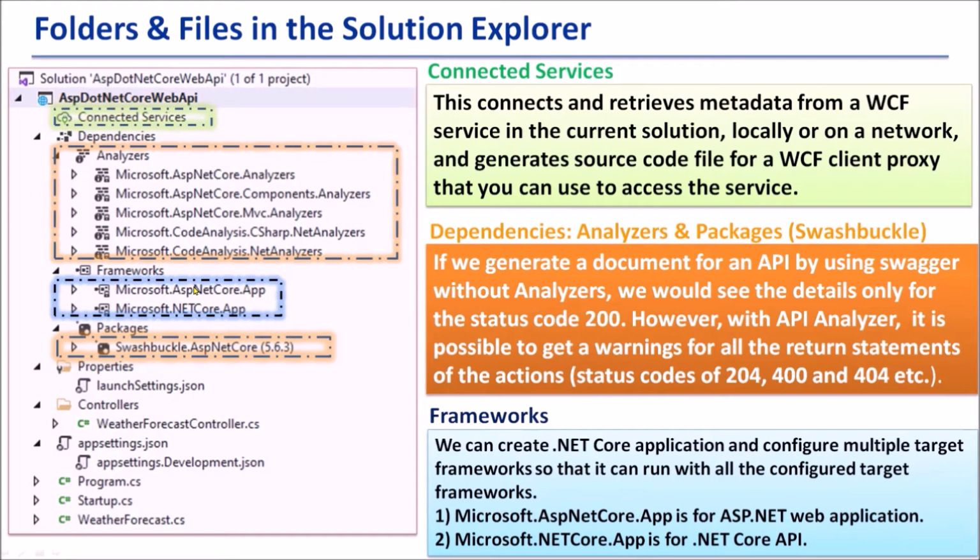The next item is frameworks. We can create .NET Core application and configure multiple target frameworks so that it can run with all the configured target frameworks. There are 2 framework applications in this default project. The first one is Microsoft ASP.NET Core application. This is for ASP.NET web applications. The second one is Microsoft .NET Core application. This is for .NET Core API.